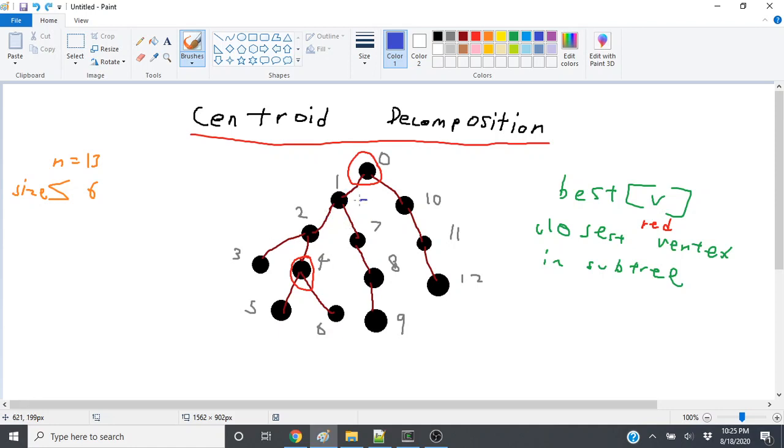But let's say this node wasn't a centroid. Then there would be some other subtree that would have size greater than 6. So we would continue going into that subtree until we find a centroid. That is the algorithm to find a centroid. We just check if it's a centroid. Otherwise, we go down into the biggest subtree and we continue the process until we do find a centroid. Now, why is it guaranteed that we're going to find a centroid?